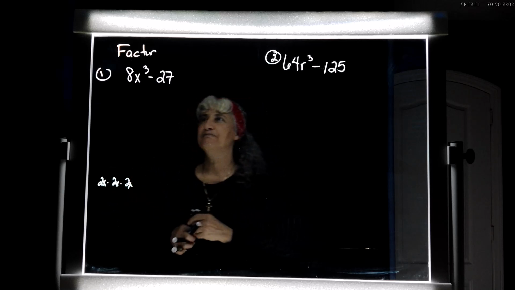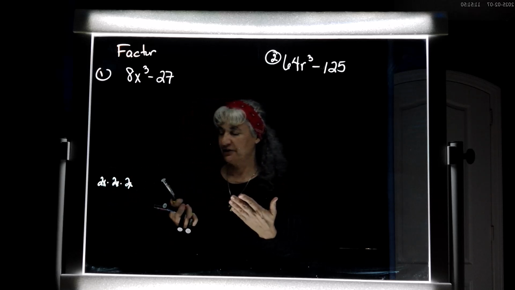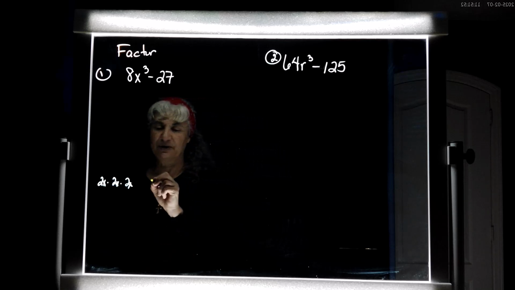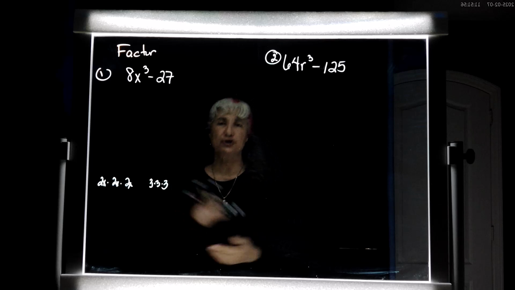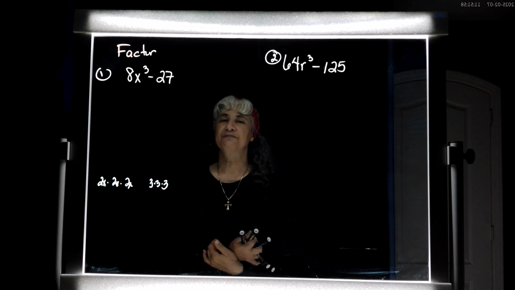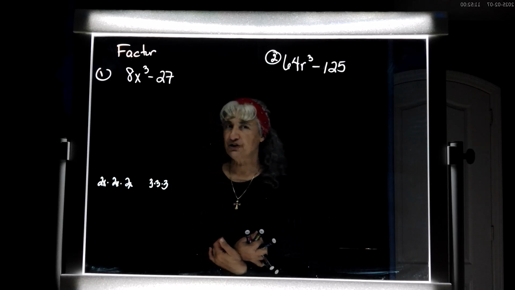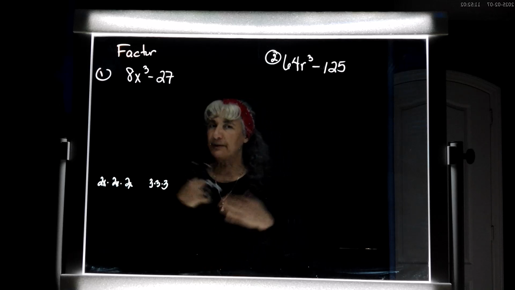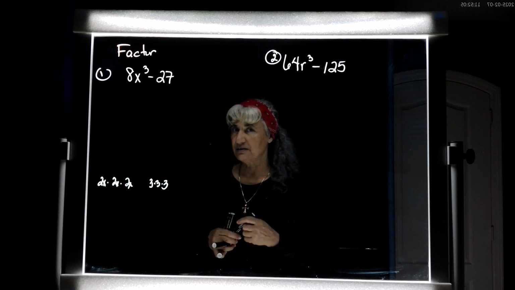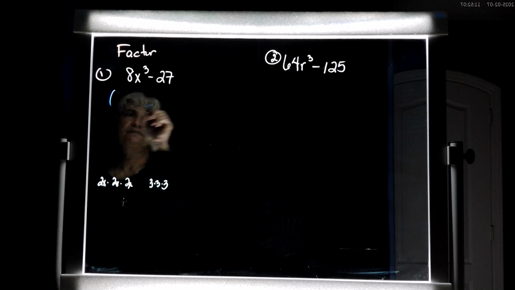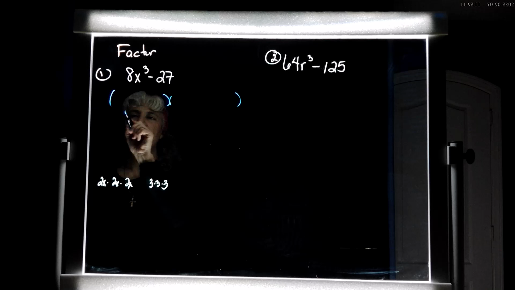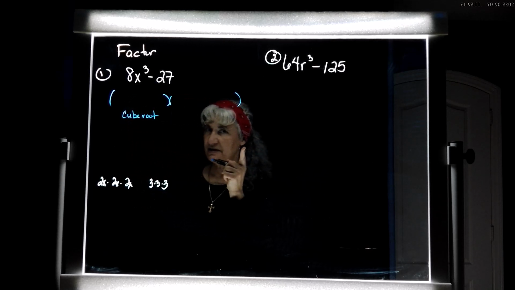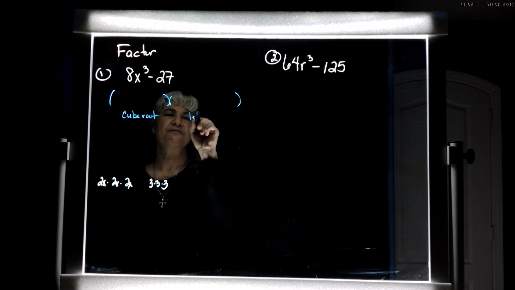Cool? All right. 27, perfect cube? Yeah, we spoke about that one. That's 3 times 3 times 3. Okay, so remember, when you factor perfect cubes, how many parentheses do you write down to start with? You write 2 down. Do you remember what I called the first parenthesis? The cubed root. Do you remember what I called the second parenthesis? The leftover.